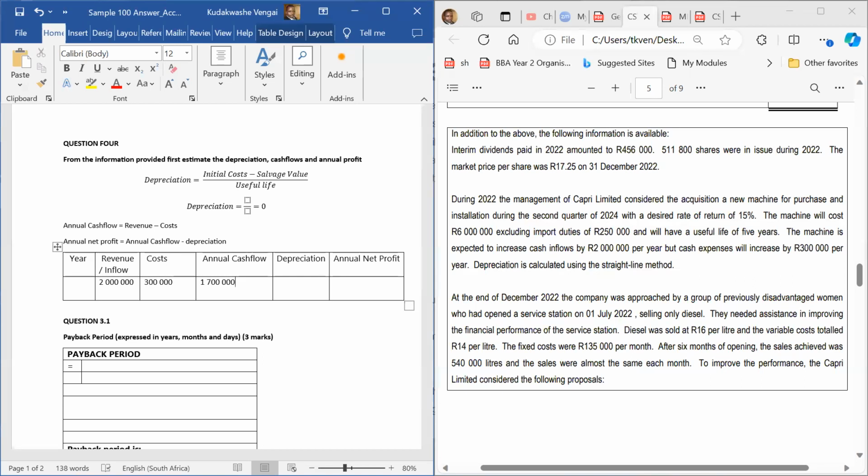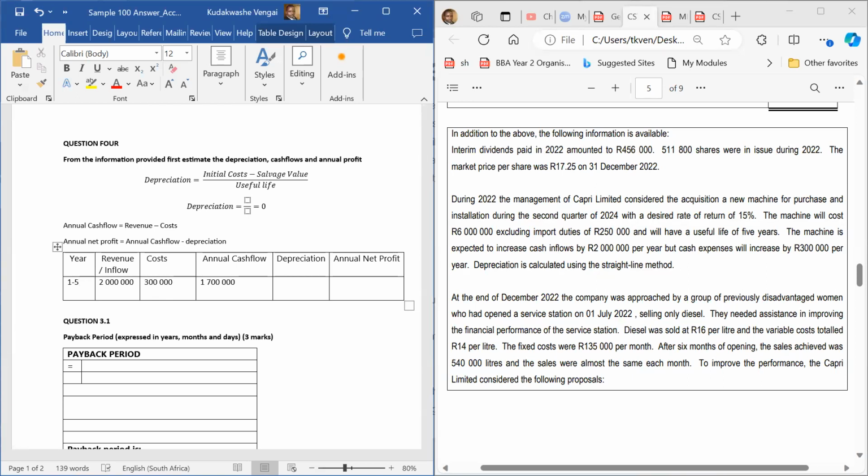So that's the money that we are going to receive each and every year from year number 1 up to year number 5 when the project is running. So for those 5 years, we are going to be receiving 1,700,000 each and every year. That's the money that we are going to receive back, right?